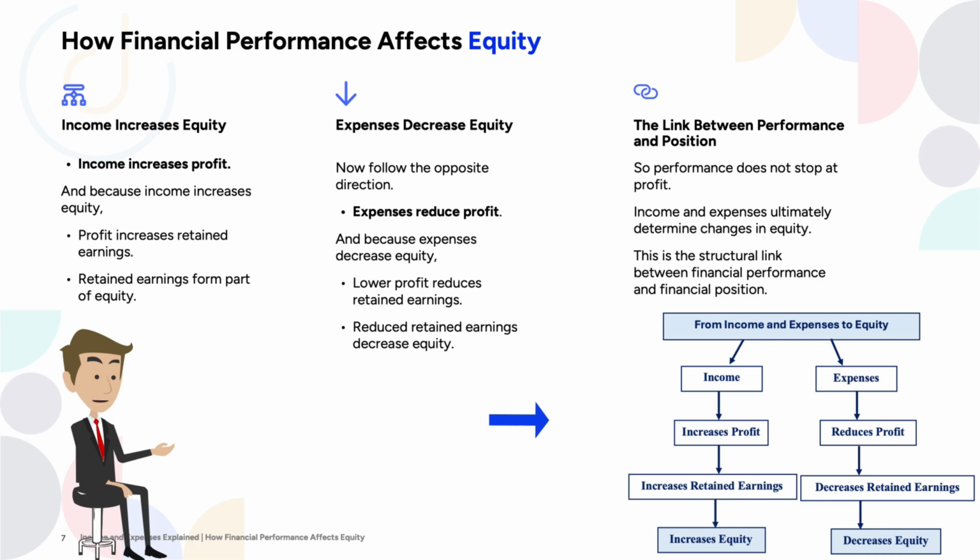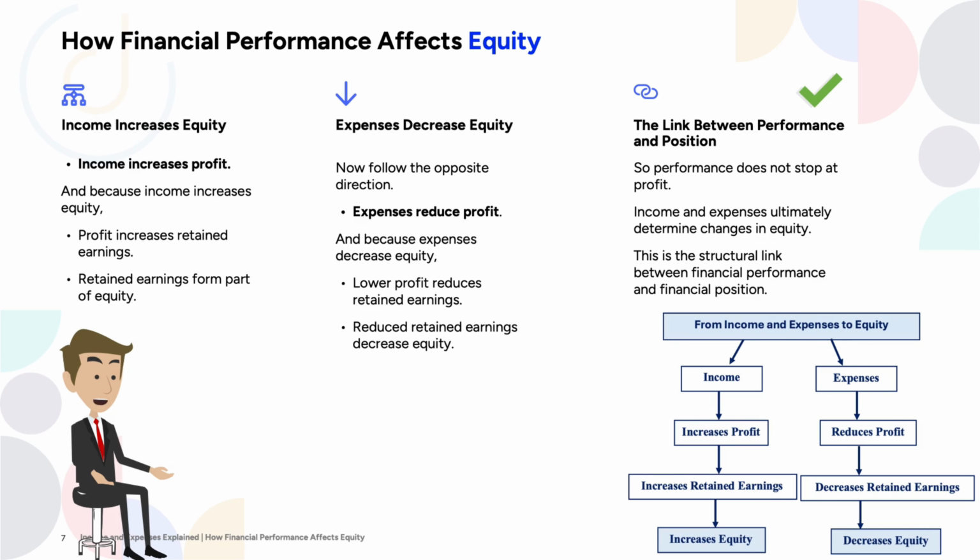Let us now trace how performance flows into equity, step by step. As the diagram shows, income increases profit, and because income increases equity, profit increases retained earnings. Retained earnings form part of equity. Now follow the opposite direction. Expenses reduce profit, and because expenses decrease equity, lower profit reduces retained earnings. Reduced retained earnings decrease equity.